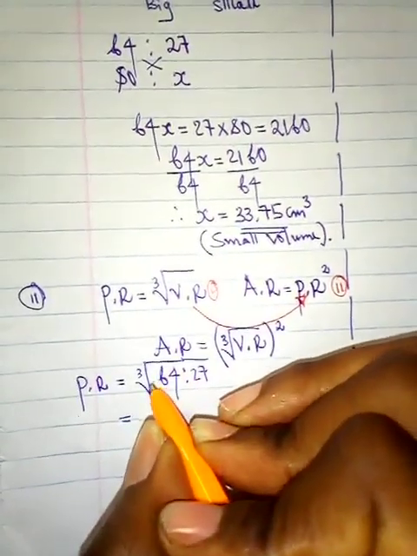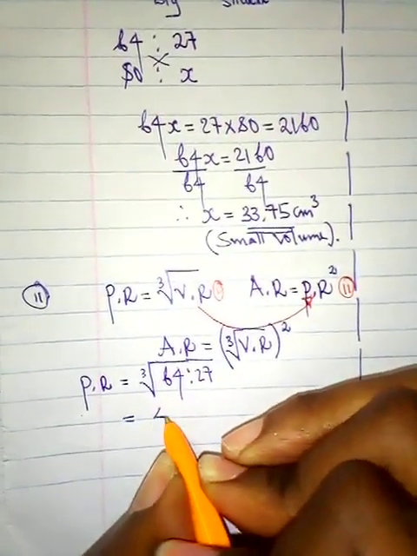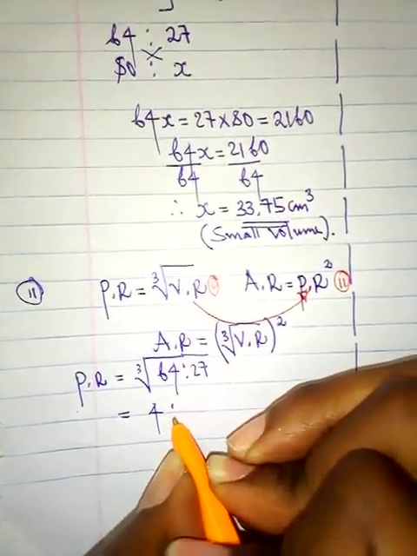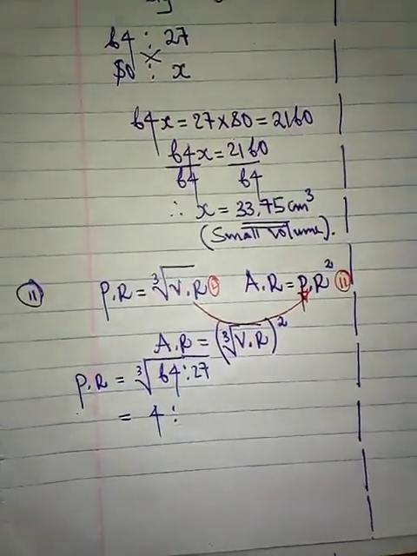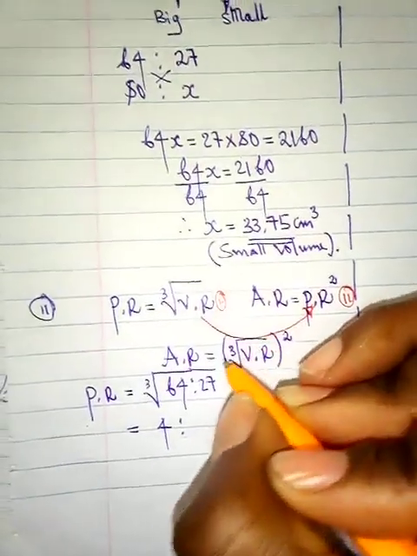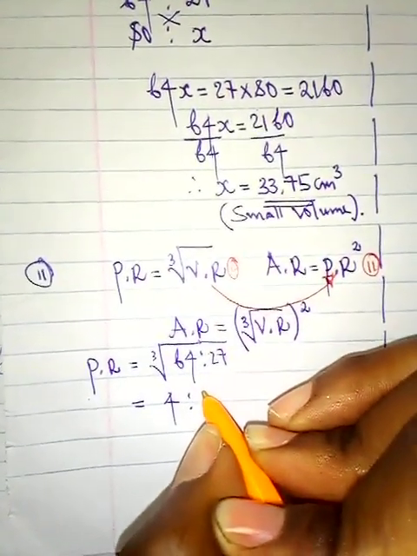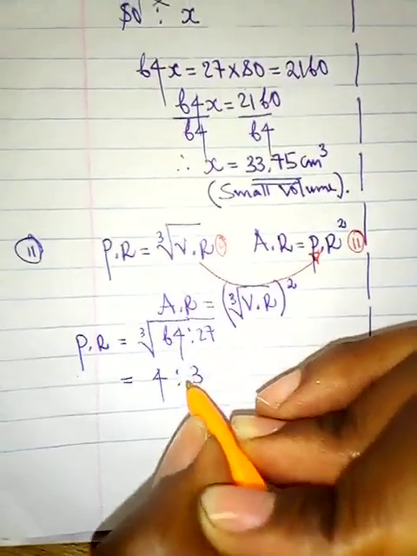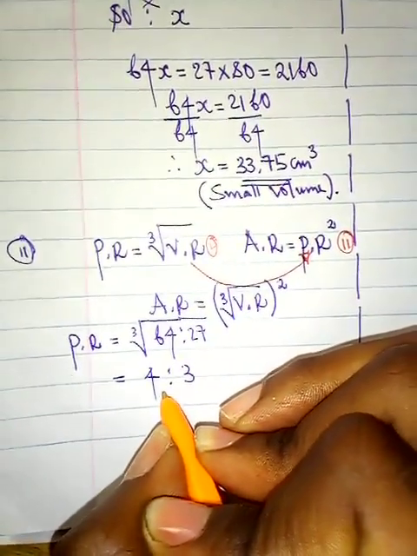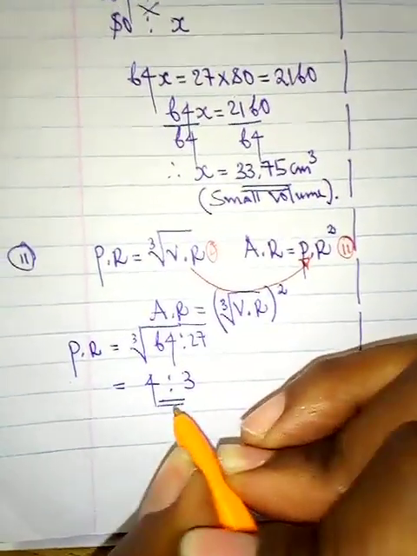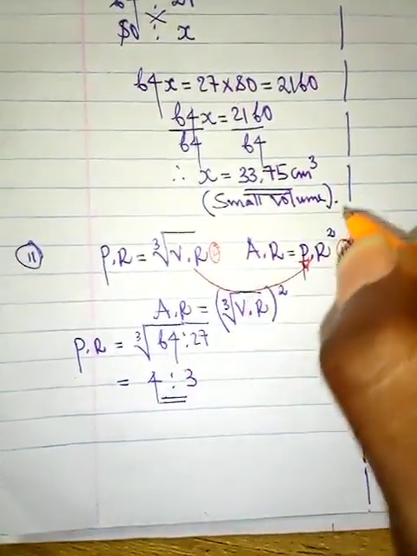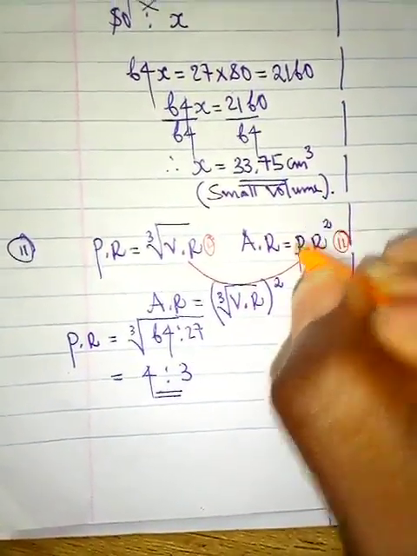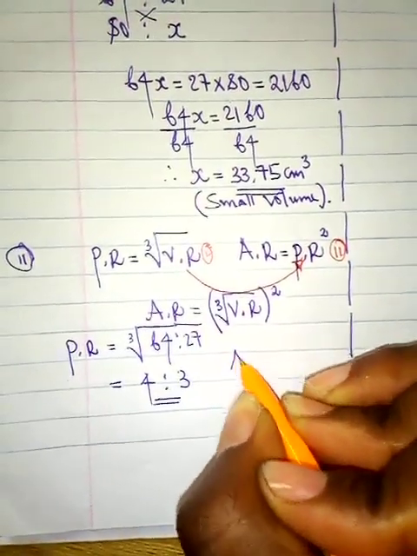The cube root of 64 is going to be 4, because 4 times 4 times 4 is going to give you 64 if you multiply 4 three times by itself. The cube root of 27 is going to be 3. So that's going to be a perimeter ratio. And then you are now going to convert this perimeter ratio into your area ratio like I had shown you. So this is now just going to be area ratio.